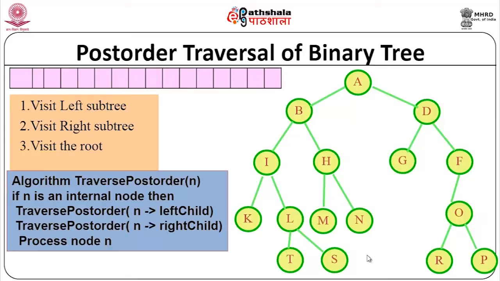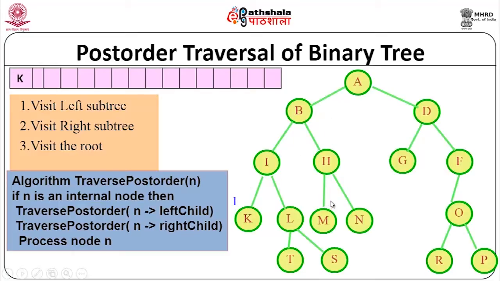Now, the same thing we can discuss for postorder traversal. In postorder, I visit both the children, left and right, and only then process the root. So, for A I have to process B; for B I have to process I first, then H, then come to B.